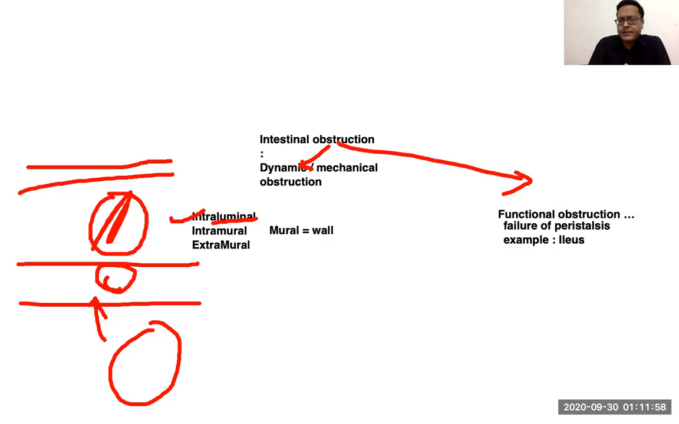Now our topic of discussion is Gallstone Ileus, where the gallstone gets impacted inside the lumen, particularly in the distal segment of the ileum. And that's why it's a cause of intraluminal mechanical obstruction.